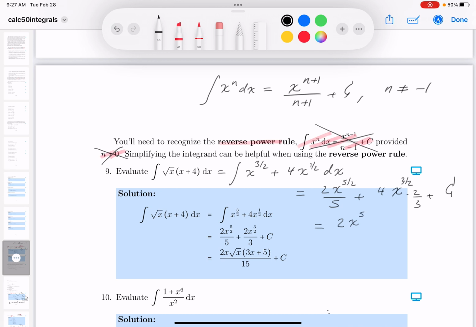2x to the 5/2 over 5 plus 8x to the 3/2 over 3 plus c. All right, I'm going to get a common denominator of 15. This is still plus c over here. We'll look at the key later. And what times 5 will give you 15? 3, so it's 6. And let me make sure I'm saying this right, by the way. 3 times 5 is 15. 3 times 2 is 6. Well, 5 times 3 is 15, and 5 times 8 is 40.